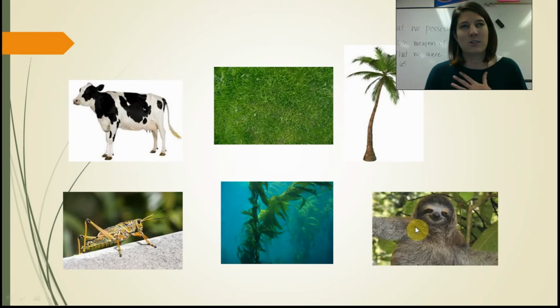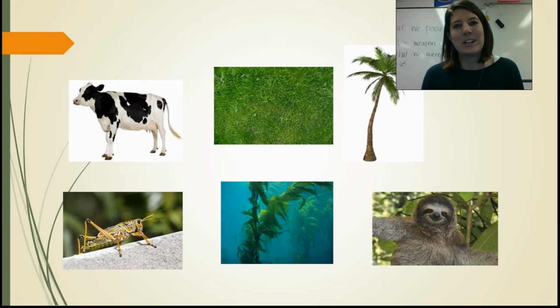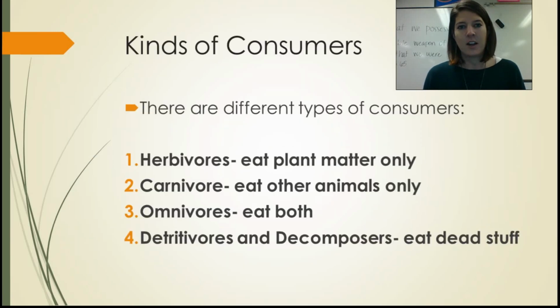Here's a sloth, my personal favorite animal. It is, of course, a consumer. Kelp is a producer that we have here in California. And grasshoppers are, of course, consumers. It's pretty easy, right? Everything is a producer or a consumer. You eat or you make your own food. All right, we're going to take it a step further.